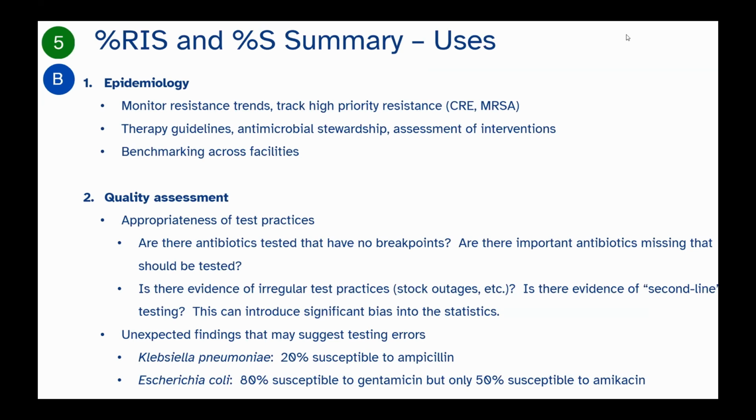So what are some of the uses of these analyses, percent RIS? From an epidemiological perspective, we can monitor resistance trends and track high-priority resistance, such as CRE and MRSA. We can use the statistics to develop treatment guidelines, support antimicrobial stewardship programs, and assess stewardship interventions. At the national level, we can benchmark across facilities to look at areas with high resistance and other areas with low resistance.